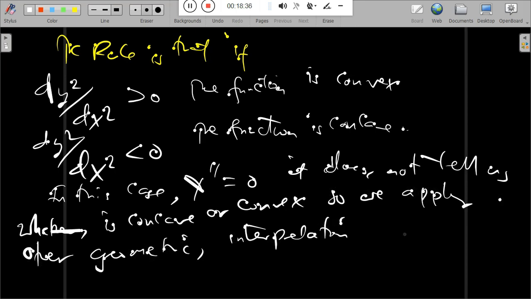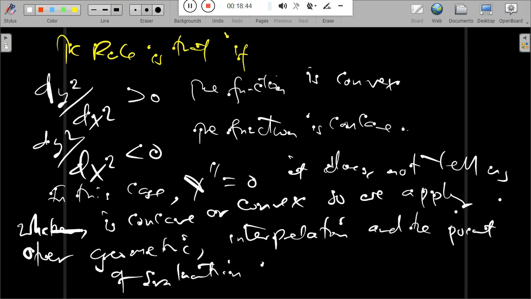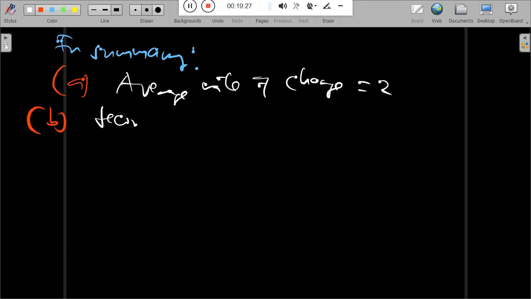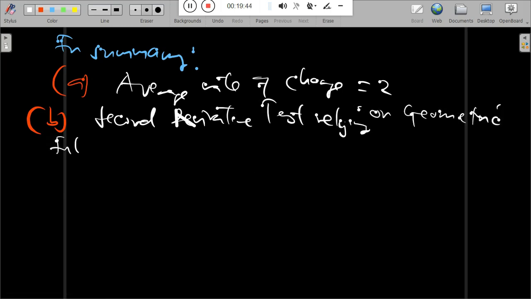So in this case, the second order derivative of the function 2x is equal to 0. Zero actually does not tell us whether it is concave or convex. So we need to go further and apply the geometrical test, with more interpretation at the point of evaluation.